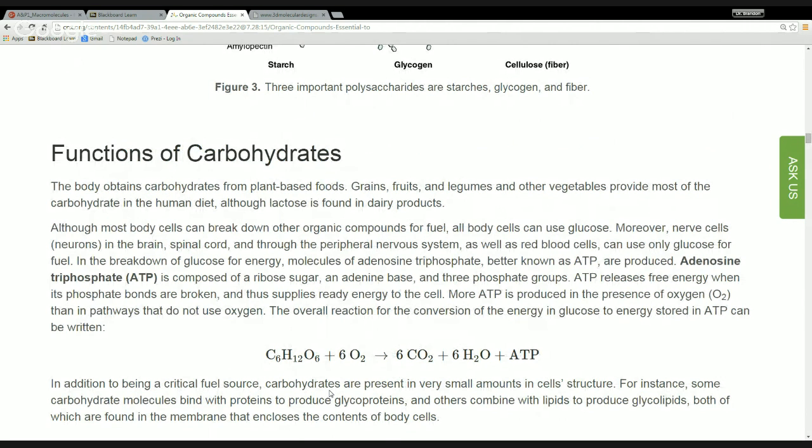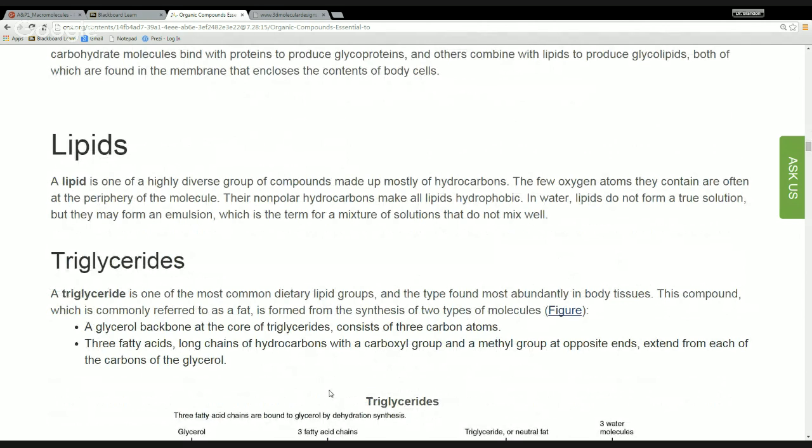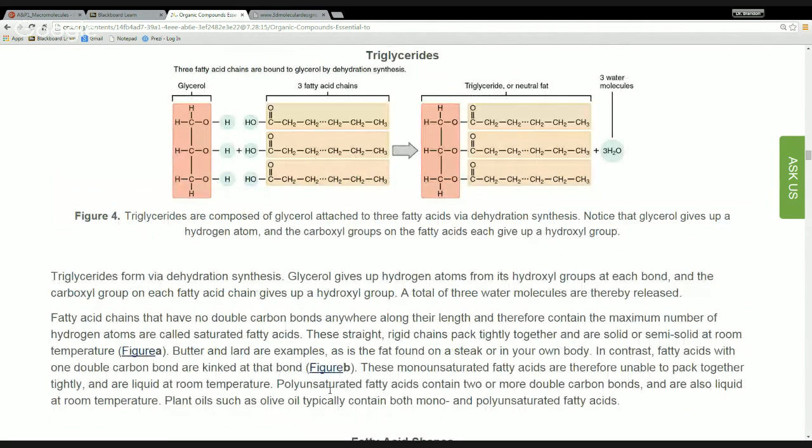It talks a little bit about what carbohydrates are for. Mainly it's about that they're for energy. We break them down to get energy to carry out a whole bunch of cellular processes. Then it introduced lipids. The most common lipid, as we tend to think of it, is the fat molecule, which is called a triglyceride, which is described there.